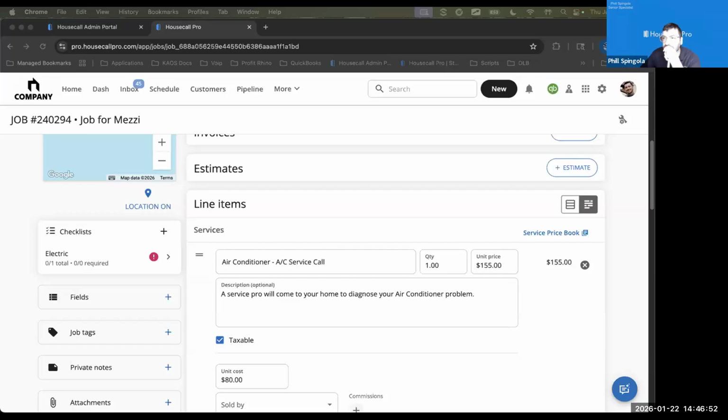Then Ray has a question: is there a way for an employee to track their sales throughout the month? I'm pretty sure that you can't, unless you give them access to the web. If they're a tech, they can only access the app. It doesn't matter what level of employee, they can't access the web.